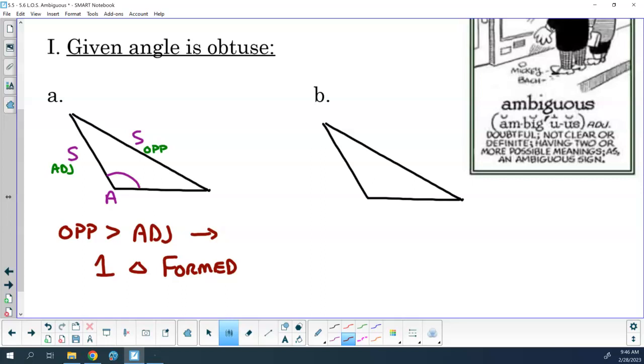Yep, you do law of sines. Because you have that complete fraction. So here's my angle. Here's my side. Here's my side. This would be my adjacent side. This would be my opposite side. Now the other scenario here would be that the opposite side is shorter than the adjacent side.